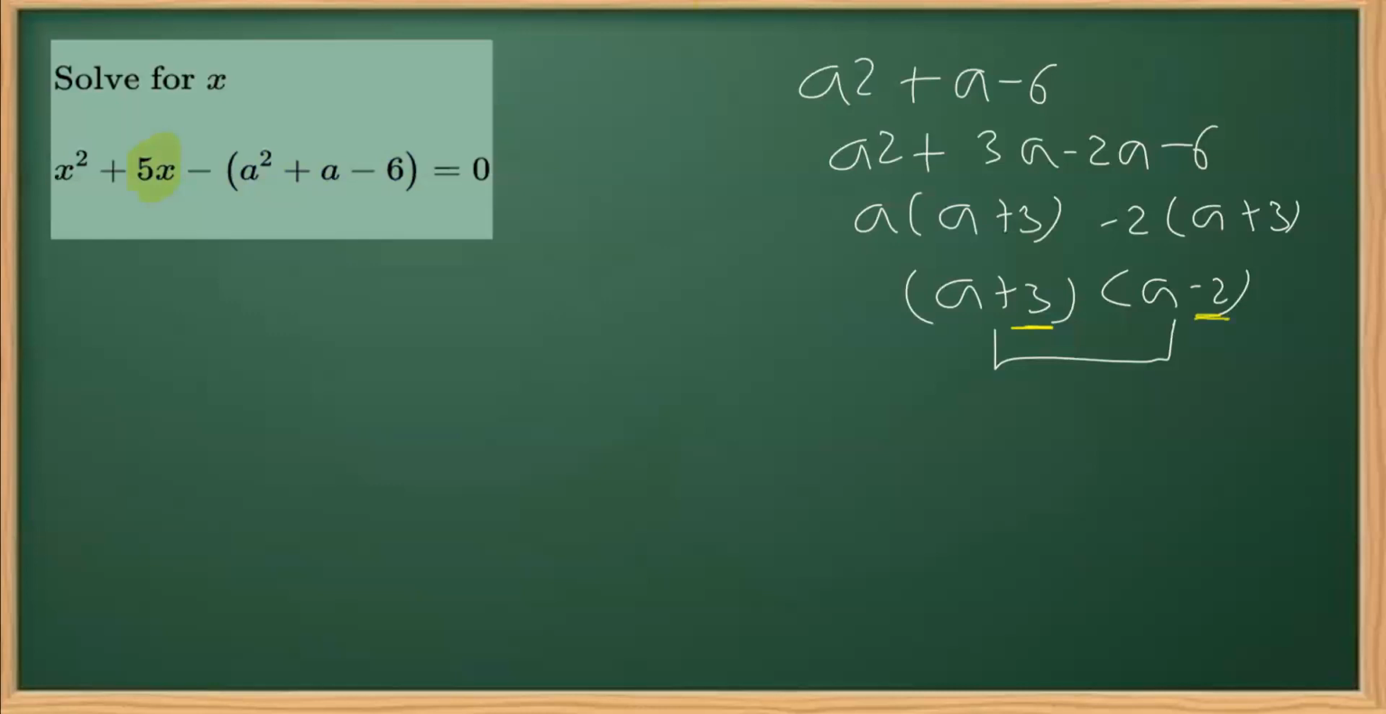We need 5. As I said, 5 can be obtained either by the sum or difference of these two. I can see that we can obtain 5 here by the difference of these two. If you subtract the second one from this one, you will get 5. So that's what we are going to do here. We're going to write 5x in terms of this.